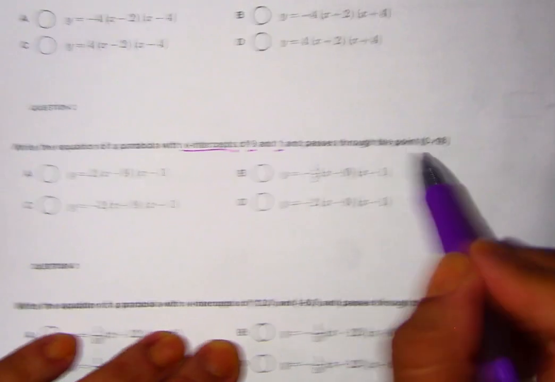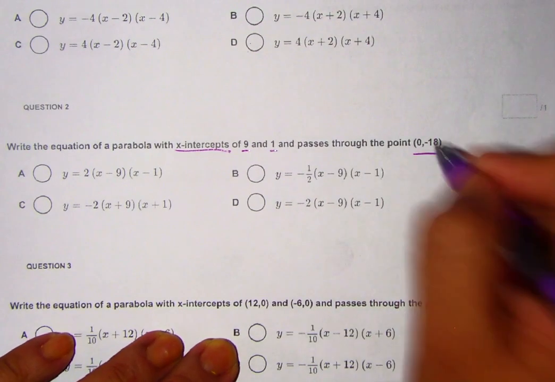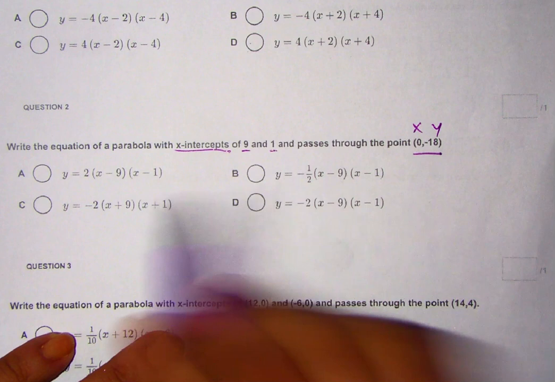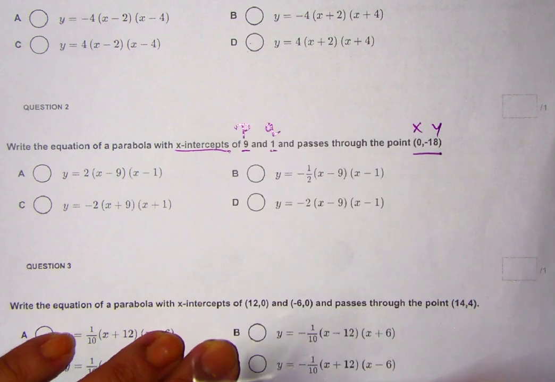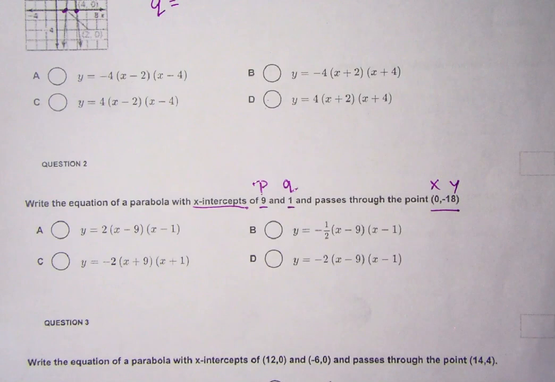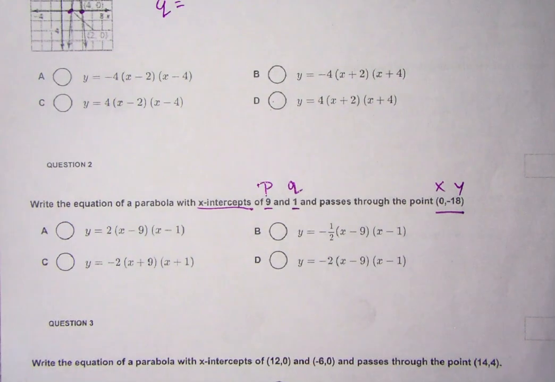For question 2, they're giving you the x-intercepts right here, 9 and 1. They're asking you to pass through the point (0, 8, negative 18). So you just quickly label each one based on what it is, p and q, and then the point, x and y. And then you just do the math again that has been shown in the previous video on how to write these equations, calculating for the a value.